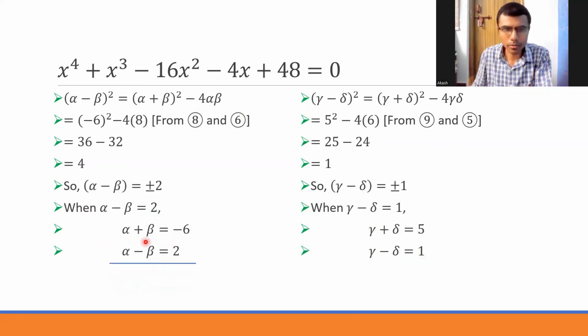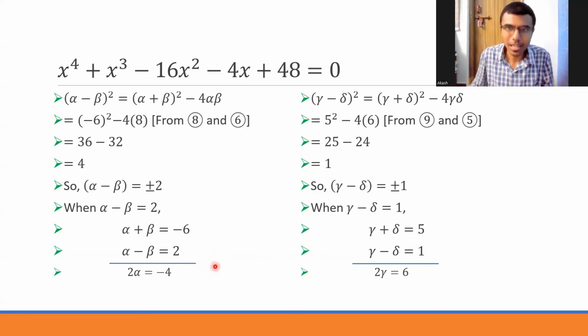If you add these two up, you would get plus beta minus beta would get cancelled. -6 plus 2 is going to be -4. So 2 alpha is nothing but equal to -4. Here also, if you just add up, delta minus delta will get cancelled. 2 gamma is nothing but 5 plus 1, which is nothing but 6. So 2 alpha is equal to -4. So basically alpha would be equal to -4 by 2, which is nothing but -2.